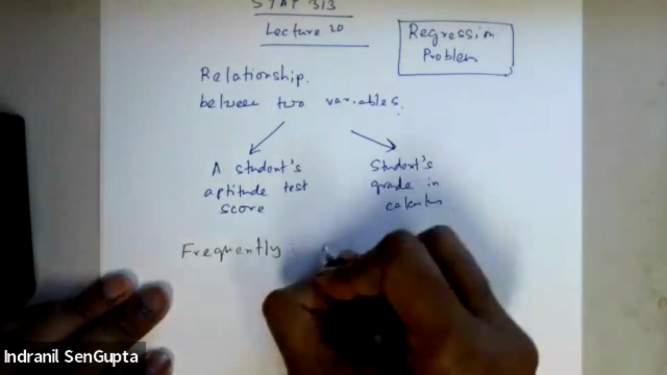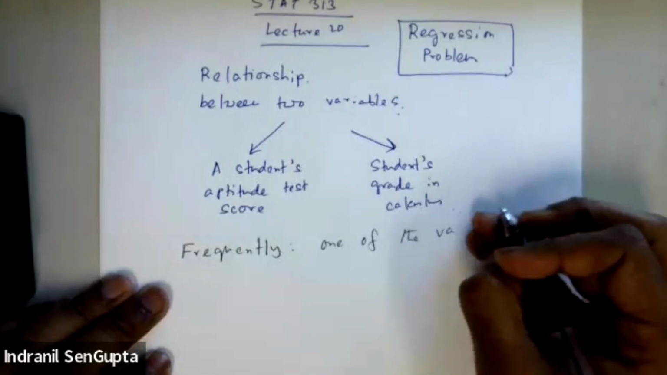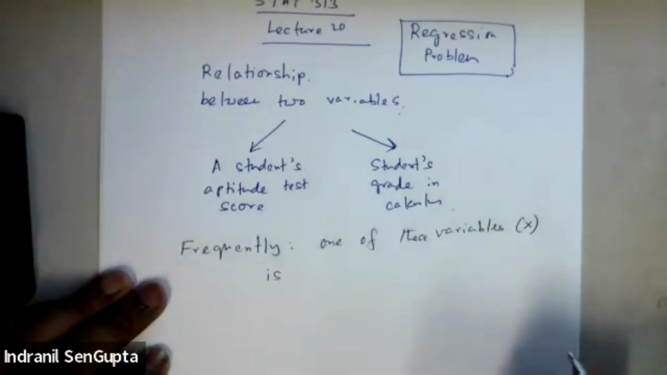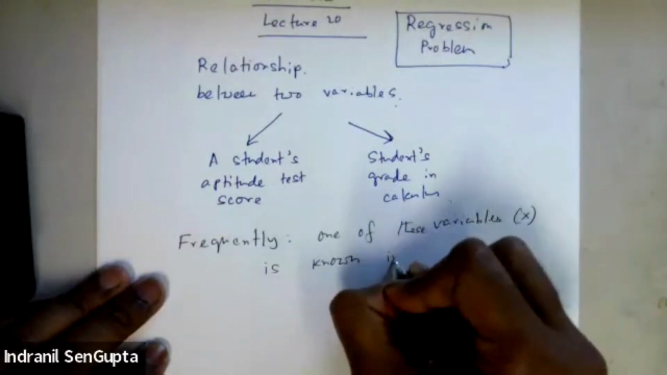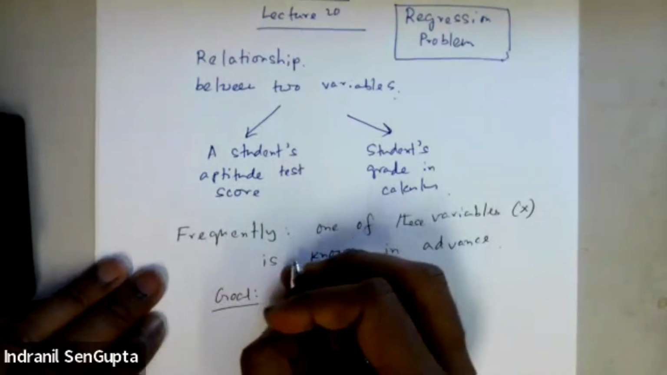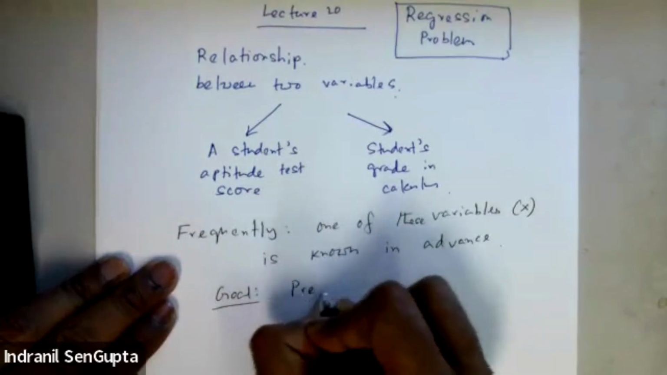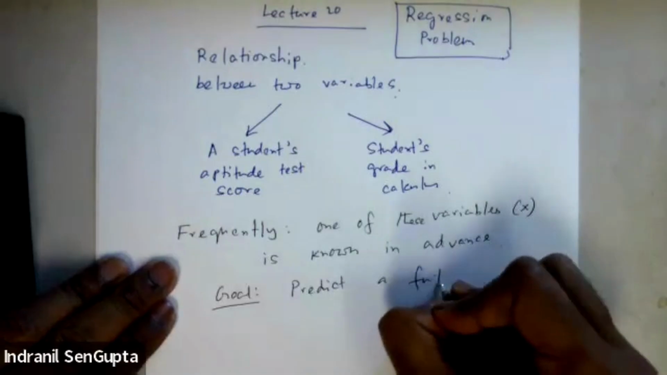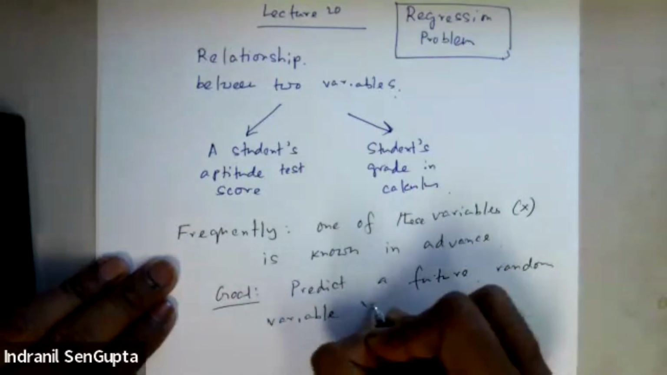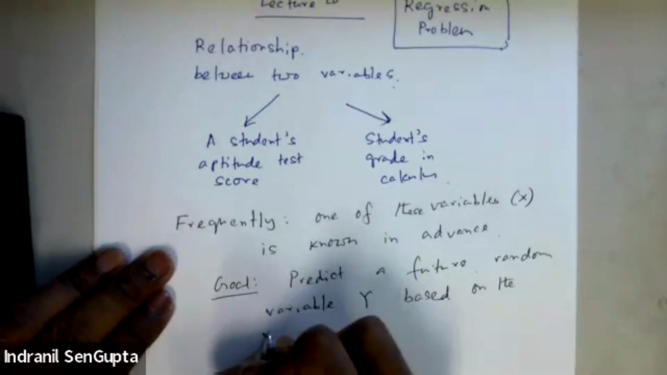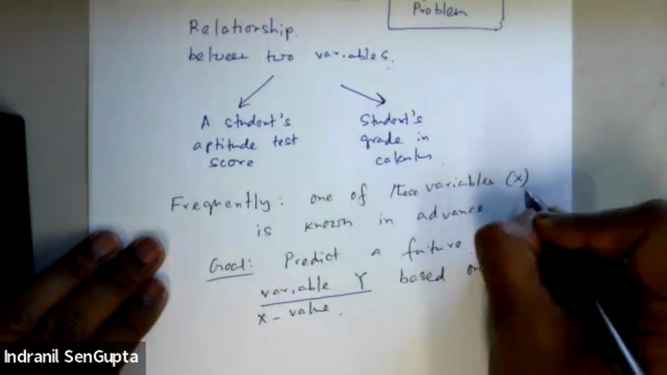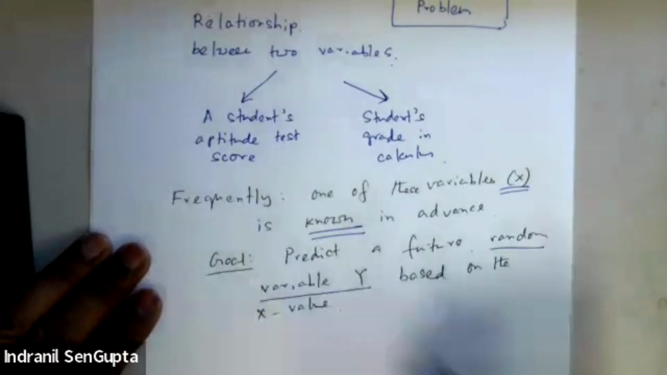So frequently, this is the deal. One of these variables, say X, is known in advance. The goal is to predict a future random variable Y based on the x value. So please note that I'm writing this random variable. I'm just writing the random variable Y, where this variable x is known. So I'm writing here little x and big Y.